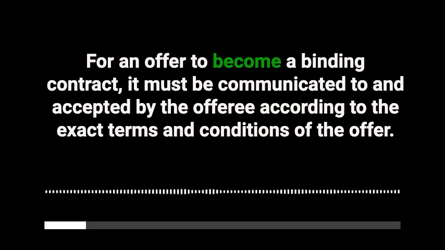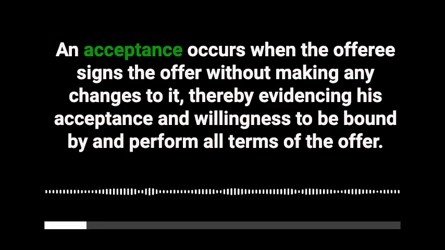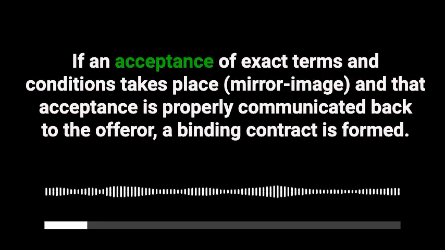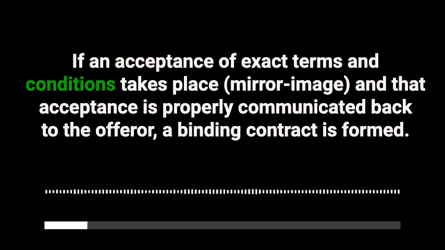For an offer to become a binding contract, it must be communicated to and accepted by the offeree according to the exact terms and conditions of the offer. An acceptance occurs when the offeree signs the offer without making any changes to it, thereby evidencing his acceptance and willingness to be bound by and perform all terms of the offer. If an acceptance of exact terms and conditions takes place, and that acceptance is properly communicated back to the offeror, a binding contract is formed.